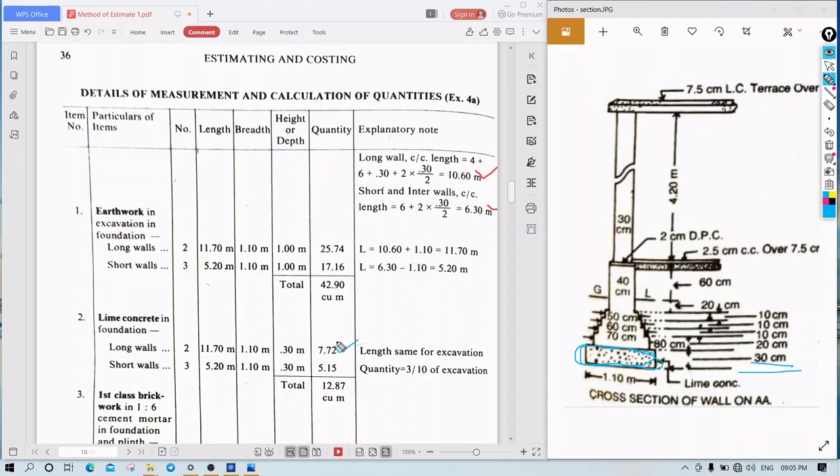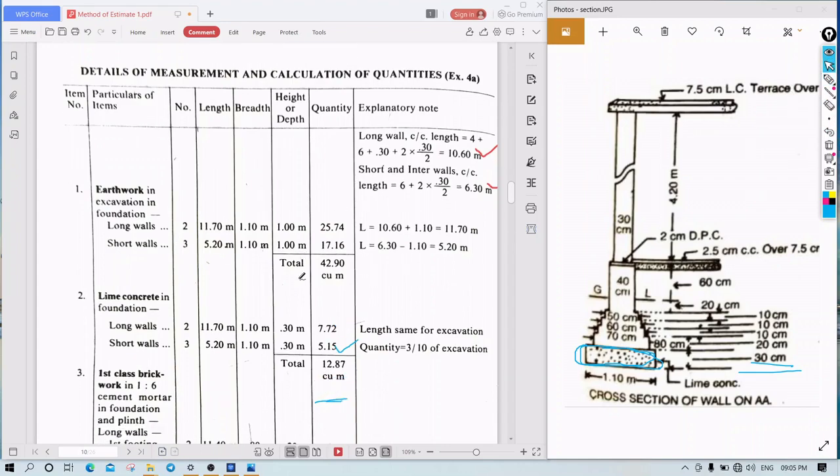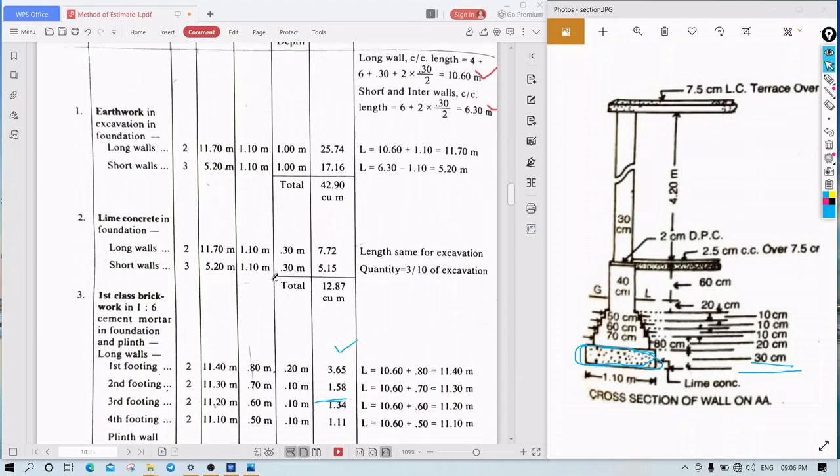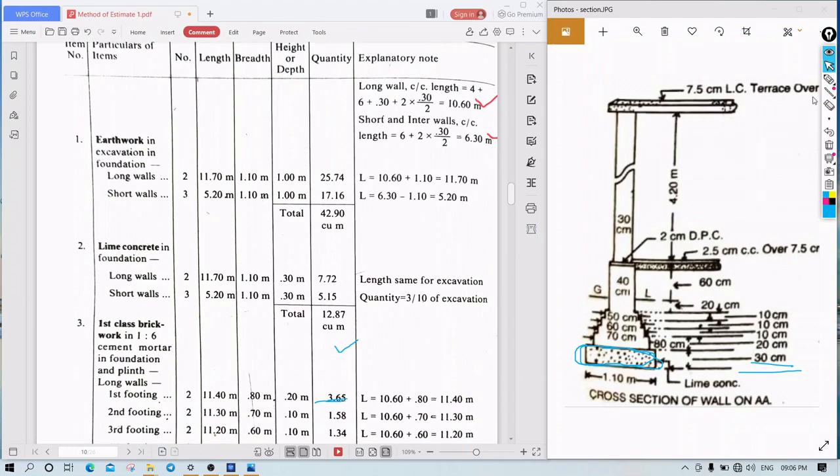Okay, so same way, so here you have added, so here also 5.20, same way 1.10, add them, you will get 12.87. So the difference in both, that is the difference in this earthwork and lime concrete, is what? The height or depth, that is the only difference. This value, this 1 meter is there. This we are digging full for the full system of the foundation.